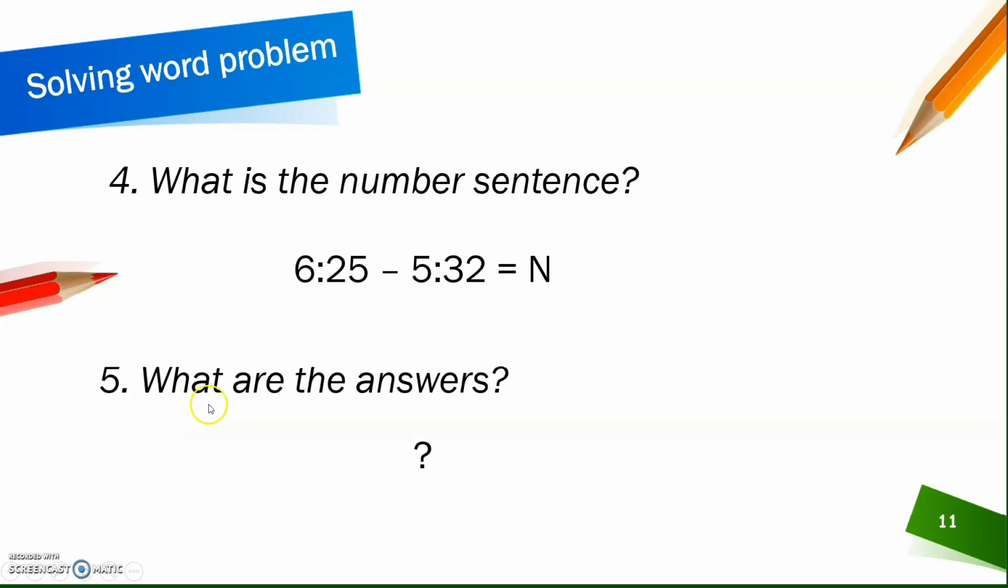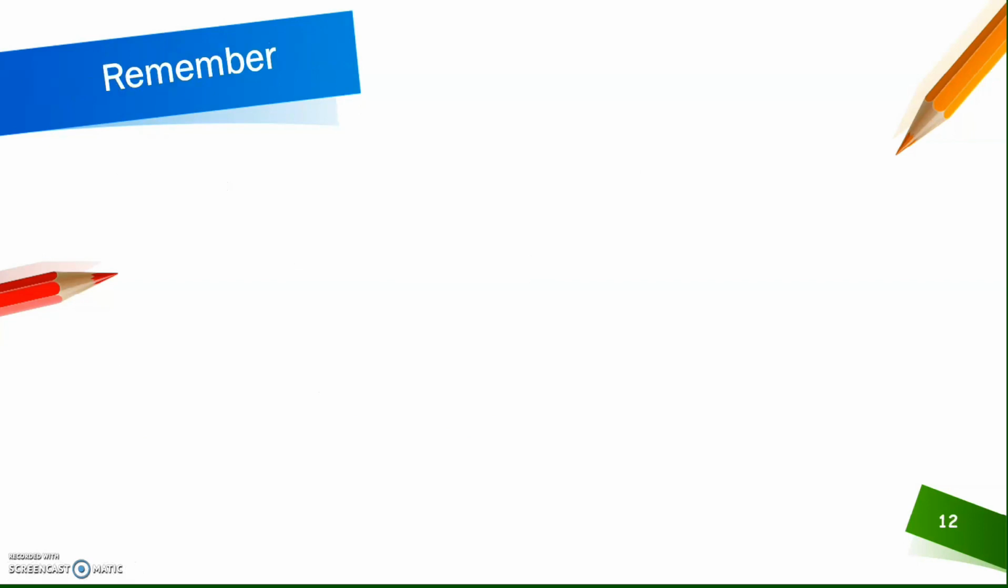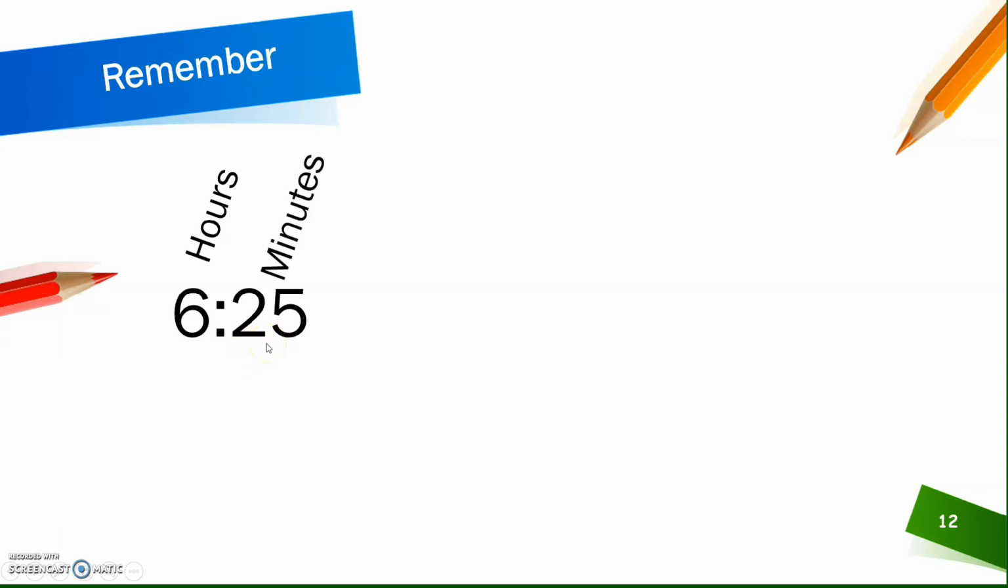And then for number 5, what are the answers? Still a question mark kasi we have to solve for the answer. But before we solve, you have to remember this. So kapag ganito ang nakita nating time, yung nasa left side, which is itong 6, it indicates the hours or yung oras. And then yung nasa right side naman, which is yung number 25, it indicates the minutes.